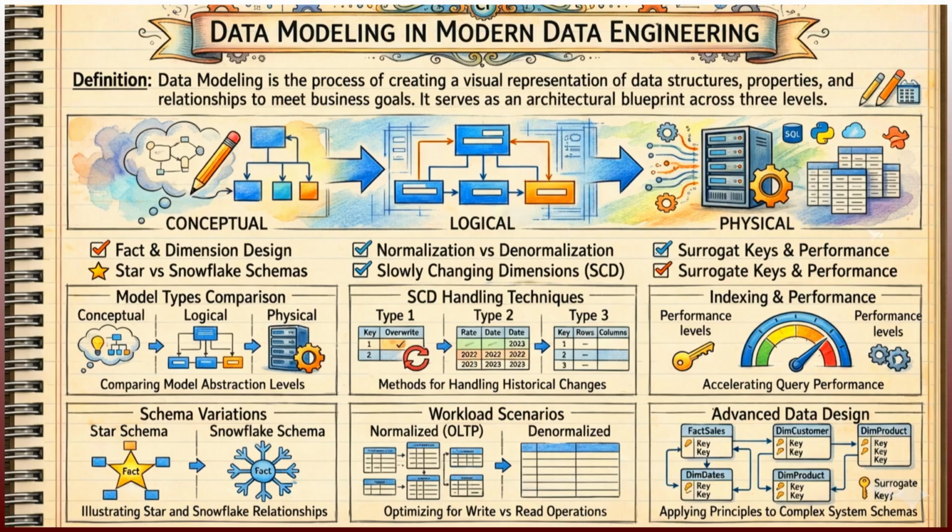And there's Type 2. In this, the workhorse of data engineering, we add a new row with a version or a date range, allowing us to track exactly how an attribute looked at any point.